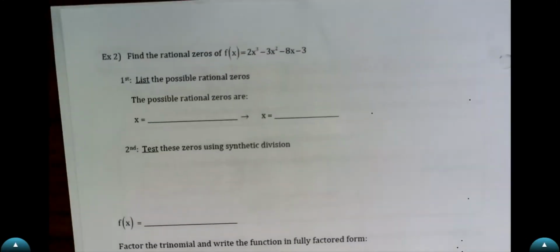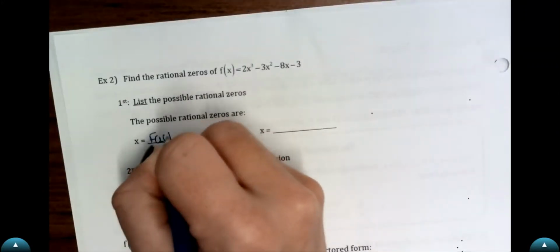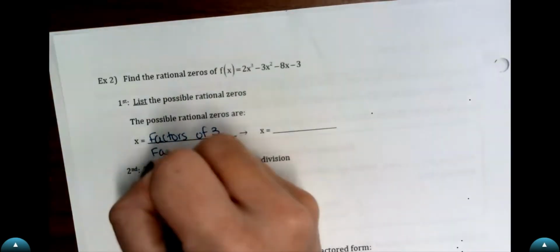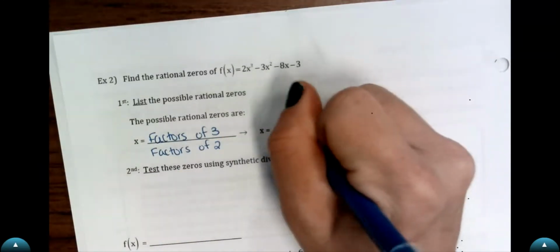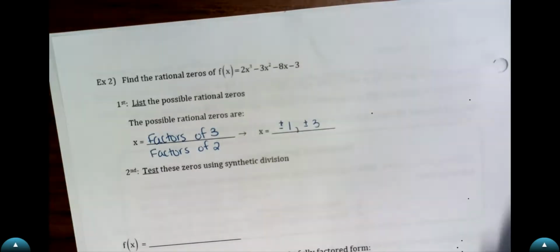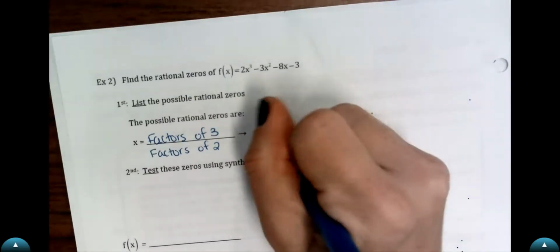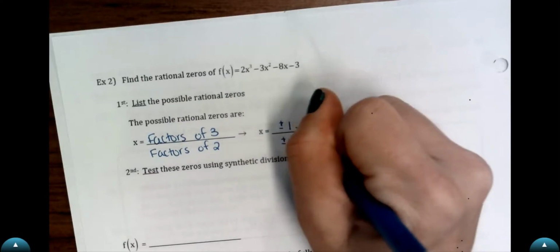All right. So another example, we want to list the possible rational zeros for our expression. So that means we want to list the factors of 3 over the factors of 2. So to multiply to 3 is positive negative 1, positive negative 3. To get 2 is positive negative 1, positive negative 2.